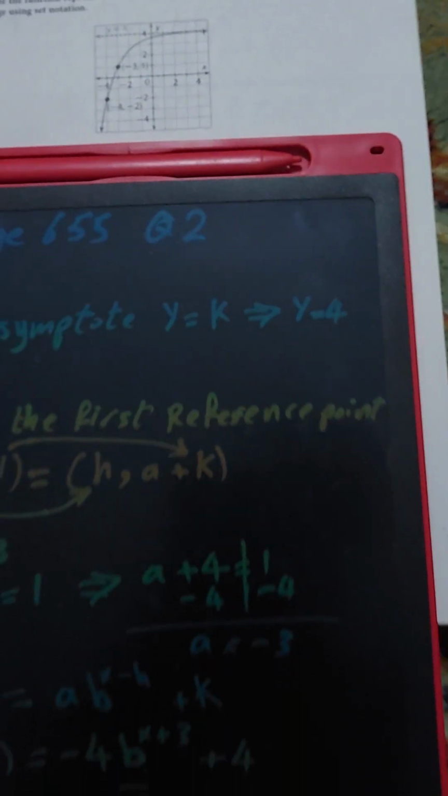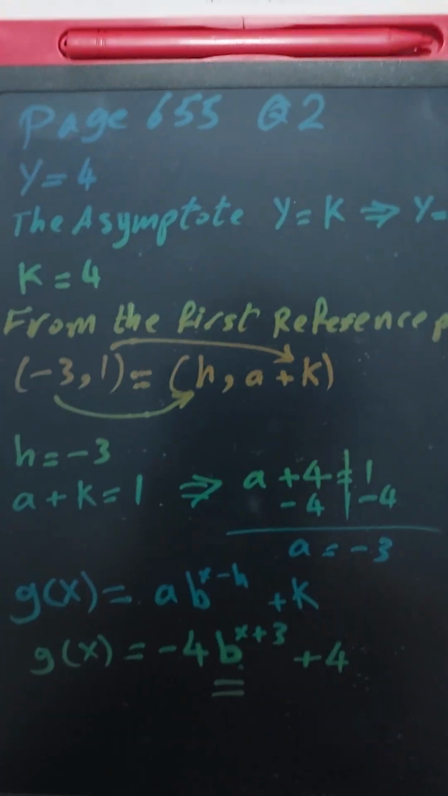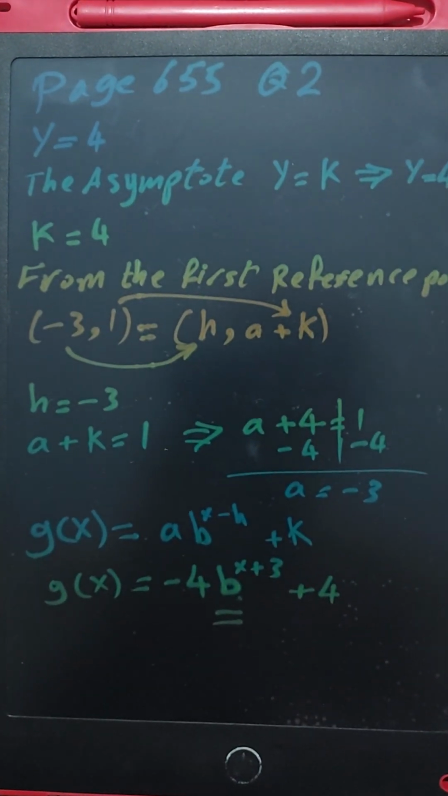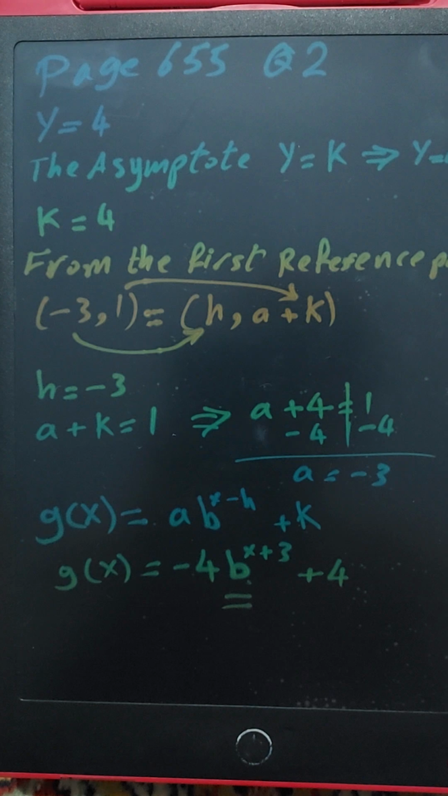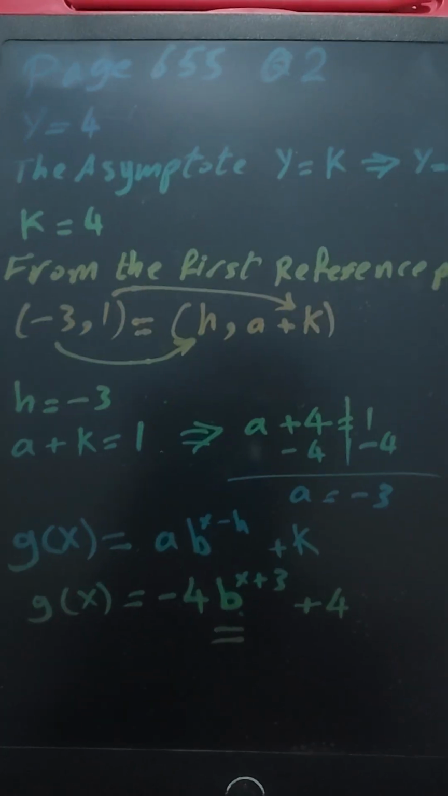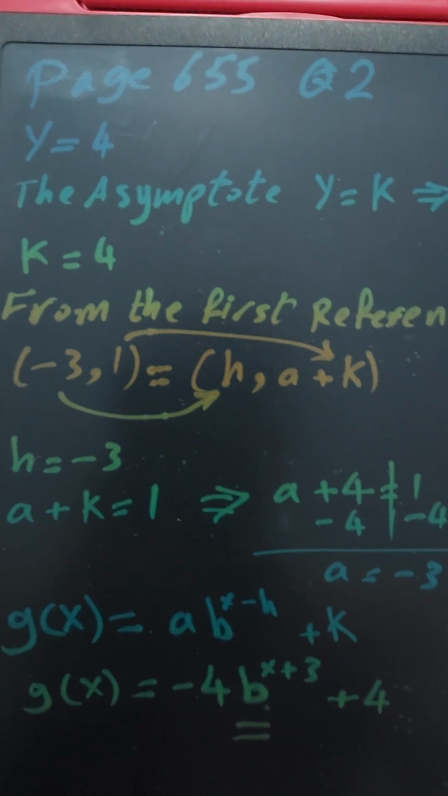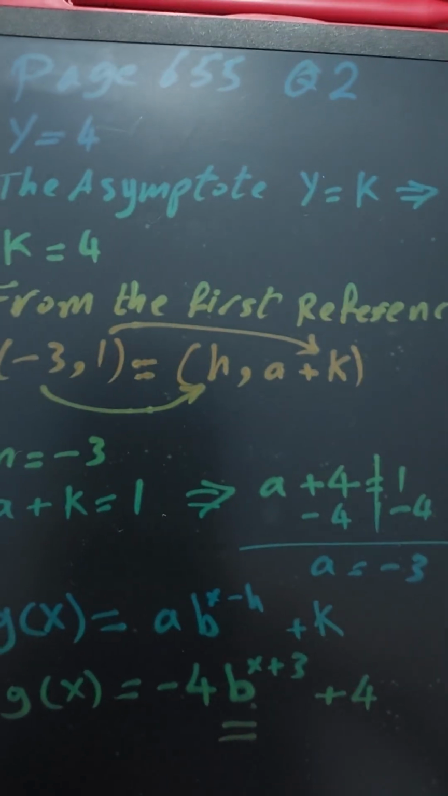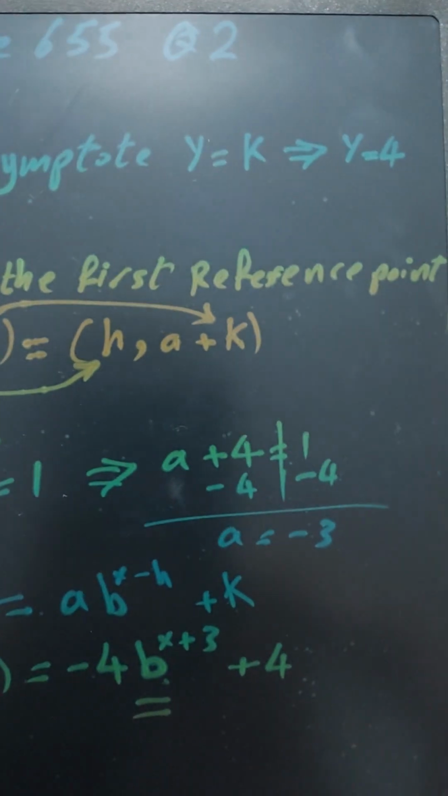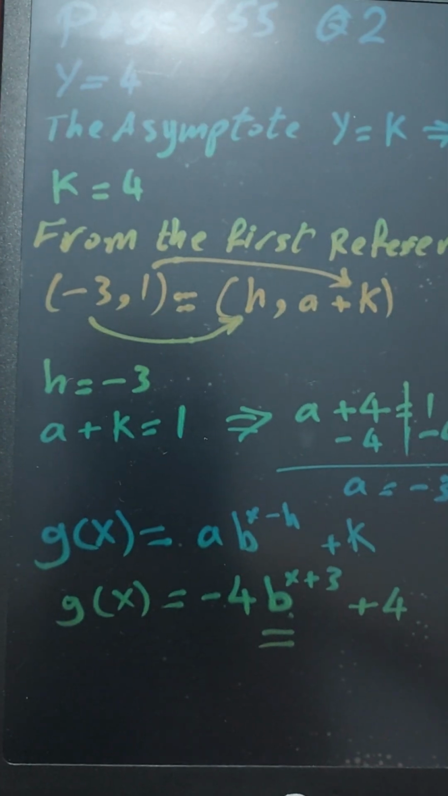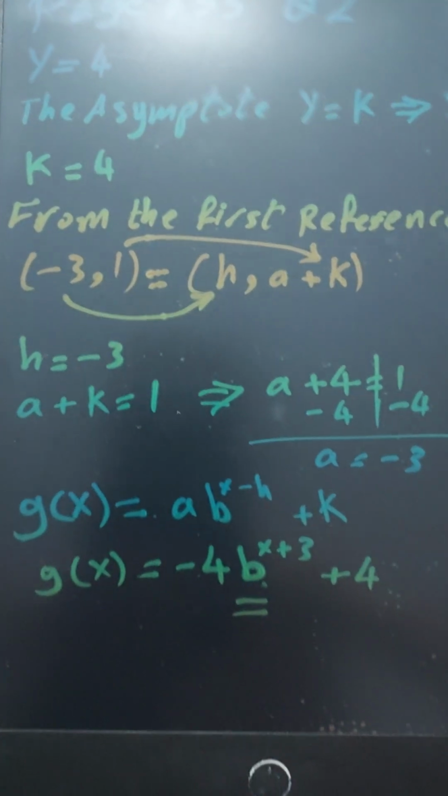This question is from Algebra 2 volume 2, page 655, question 2. From the graph we have the asymptote y equals k, which is y equals 4. Therefore, k will equal 4.